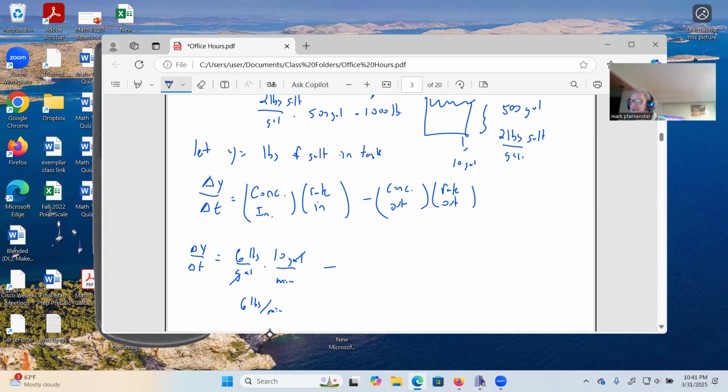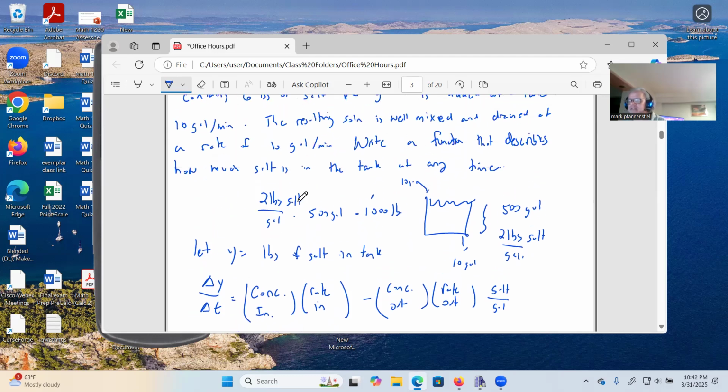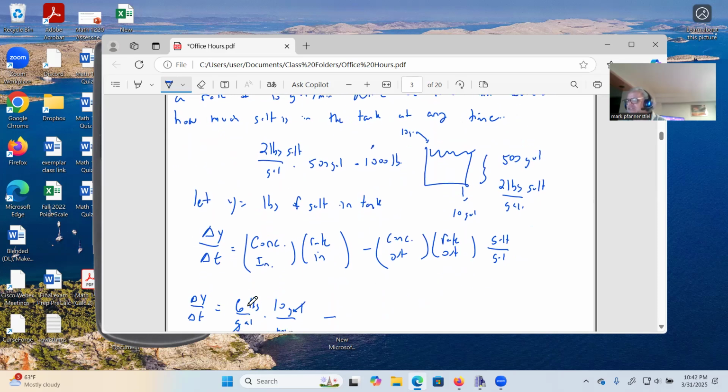What's the concentration going out? And here's the problem. The concentration is how much salt is in the tank divided by the number of gallons in the tank. So we want the pounds of salt per the number of gallons in the tank. How much salt is in the tank? You could say, doesn't it start at 1,000? Yes, at time equals 0, but the moment you flick that switch, we don't know exactly how much is in there, because this amount is coming in, and we don't really know what that is just yet.